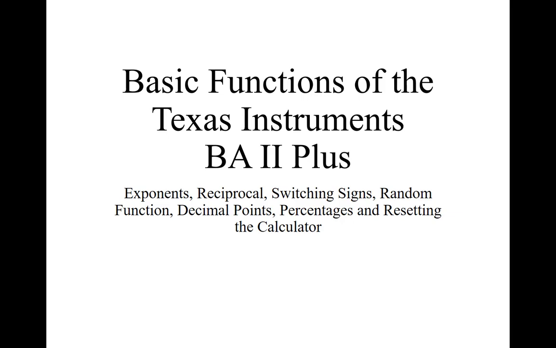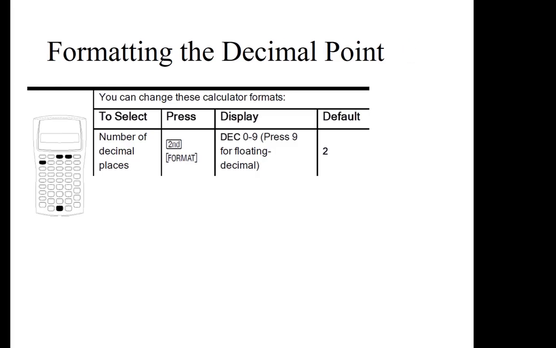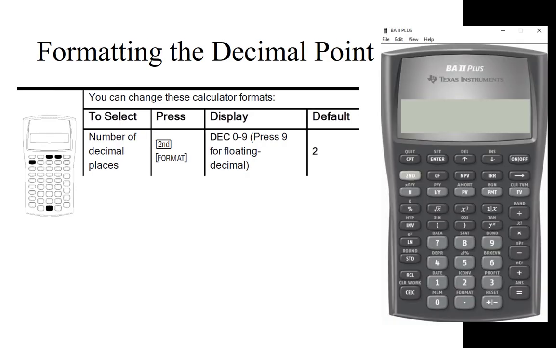This video will cover some of the basic functions of the Texas Instruments BA II Plus. The first thing after we turn our calculator on is that we can change the number of decimal points. It comes from the factory with 2 decimal points.